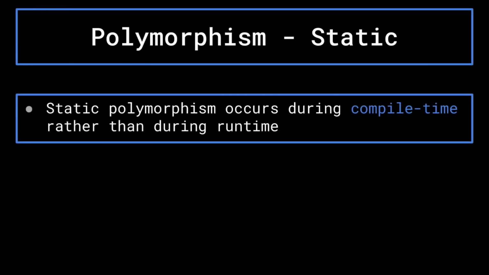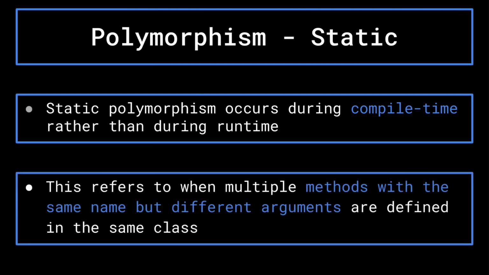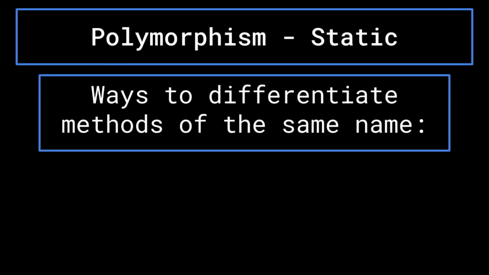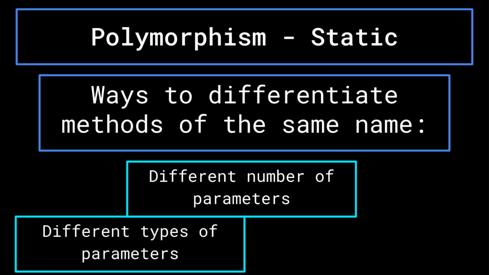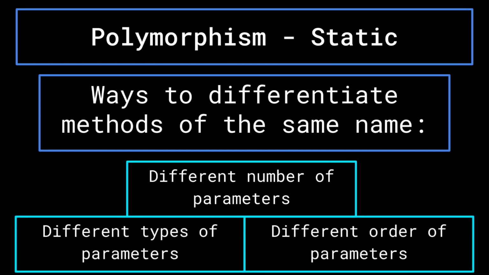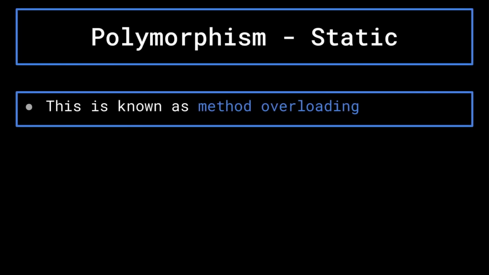The second type of polymorphism is static polymorphism. Static polymorphism occurs during compile time rather than runtime. This refers to when multiple methods with the same name are defined in the same class. In this case, the methods are differentiated by their arguments. Either they take a different number of parameters, they take parameters of different types, or they take parameters in a different order than one another. This is known as method overloading.